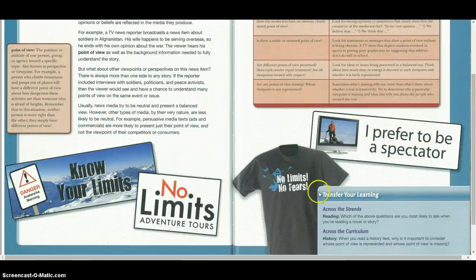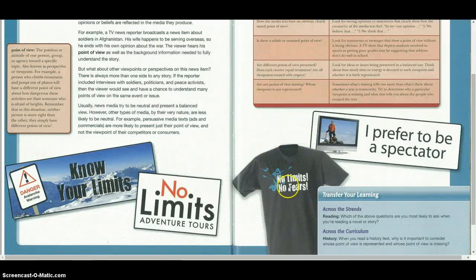So again, here's some other ads, right? No limits, no fears. Do you see this person's point of view? Look at this ad. It says, I prefer to be a spectator. So from this point of view, it's a person who believes that doing mountain climbing is dangerous, and so they would rather watch it on a television than actually do it. They're kind of interested in it, but they think it's too dangerous to actually do for real, so they're just going to watch it on TV.